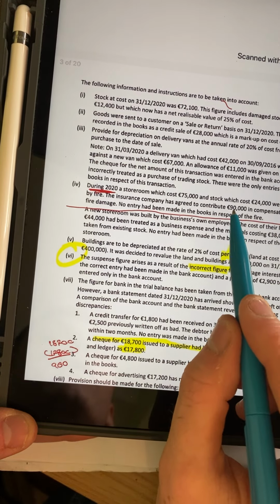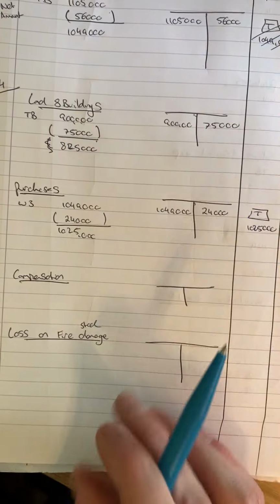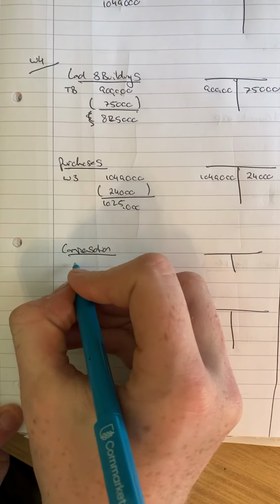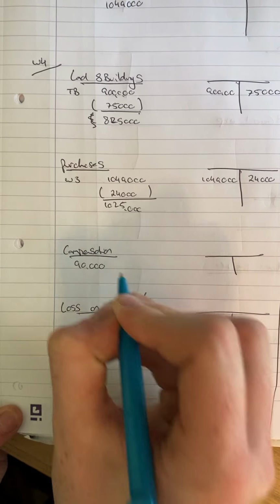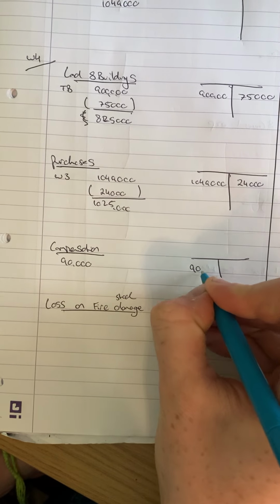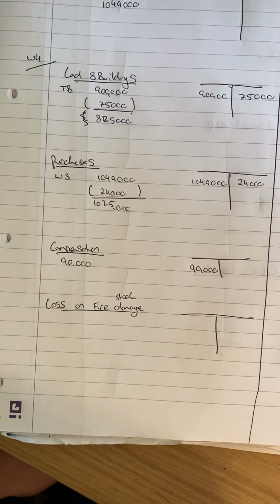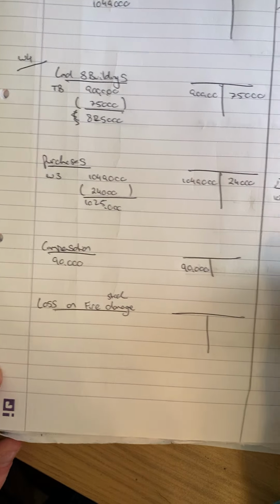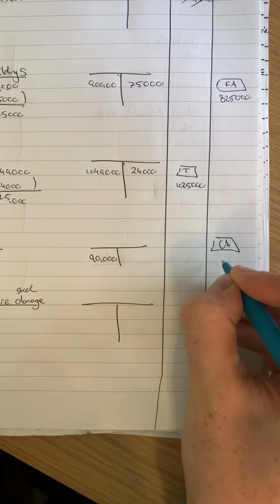to contribute €90,000. So they're going to owe me 90,000. Because I'm owed 90,000 from the insurance company, that needs to go into the accounts. They're an insurance company, they're going to pay me the money, so I'm going to treat it as an asset. If I'm owed money, very similar to if I was owed money from a debtor, I would simply put that into the current asset section of the balance sheet, like I'm going to do here.